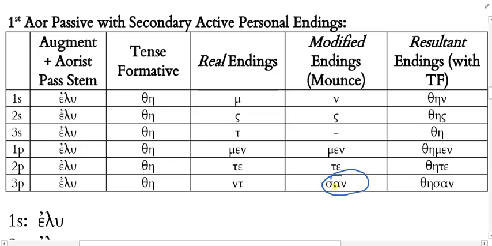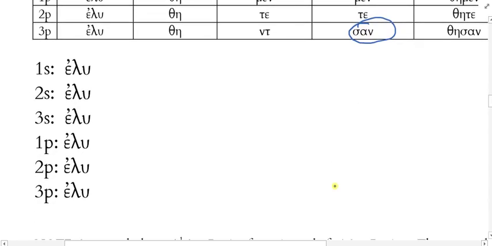All right, so let's just practice writing these. You have the handout in front of you. You can practice with me. So augment, aorist passive stem, first person singular. I'm going to use theta eta, and then what's my personal ending here?